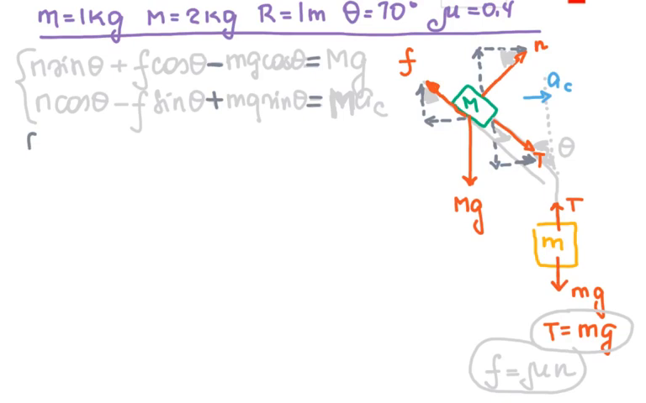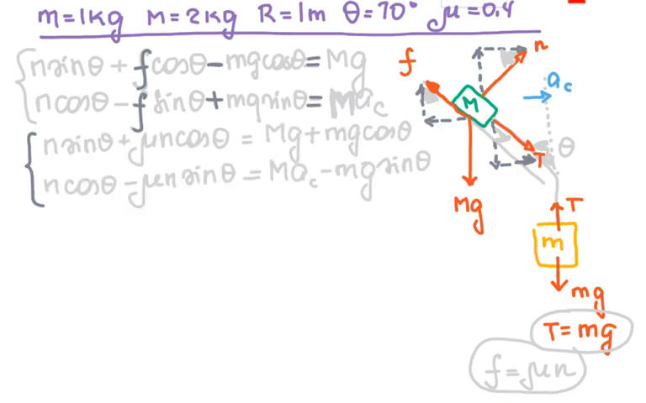So I'm going to rewrite this equation with, instead of friction, I'm going to have mu times n. Here I moved that last term on the left side to the right side, and I replaced my friction with mu times n and mu times n. And because both of these have n, I can factor out n from both equations.